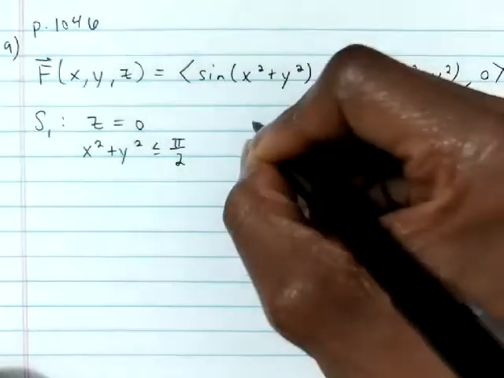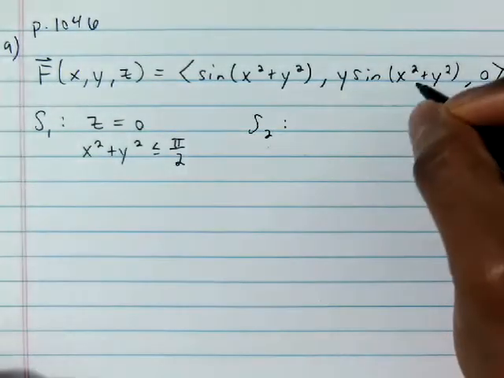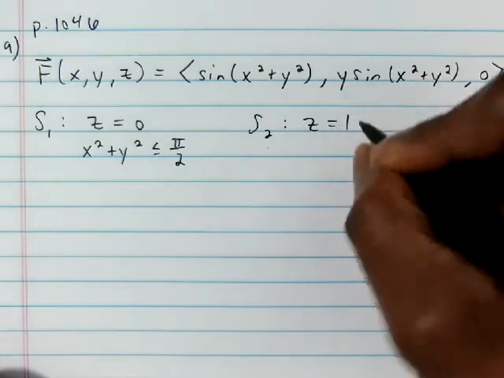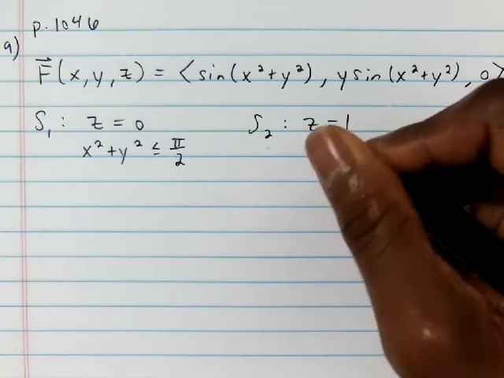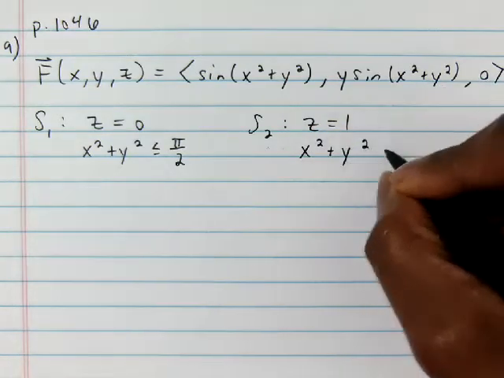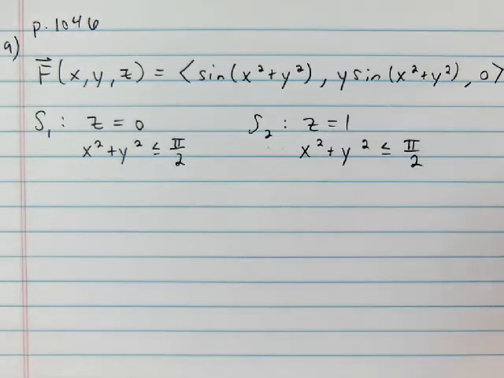And then S2, so this is the top of the cylinder, which was z equals 1. And that's also the plane z equals 1, but inside the cylinder. So x squared plus y squared is less than or equal to pi over 2 there as well.